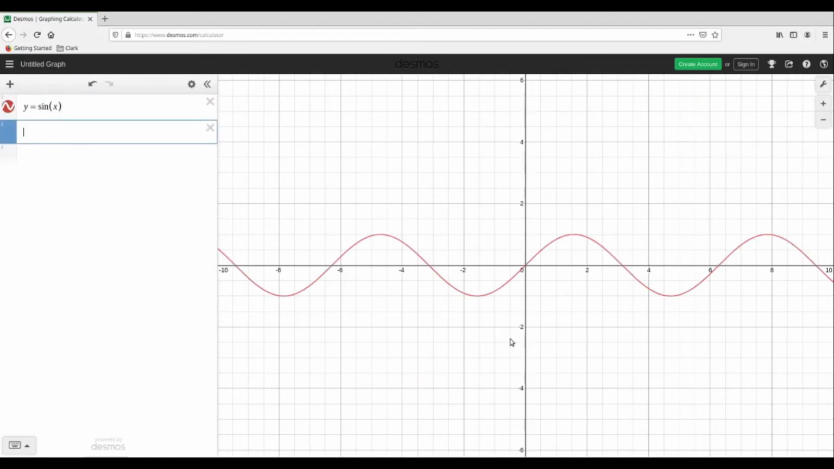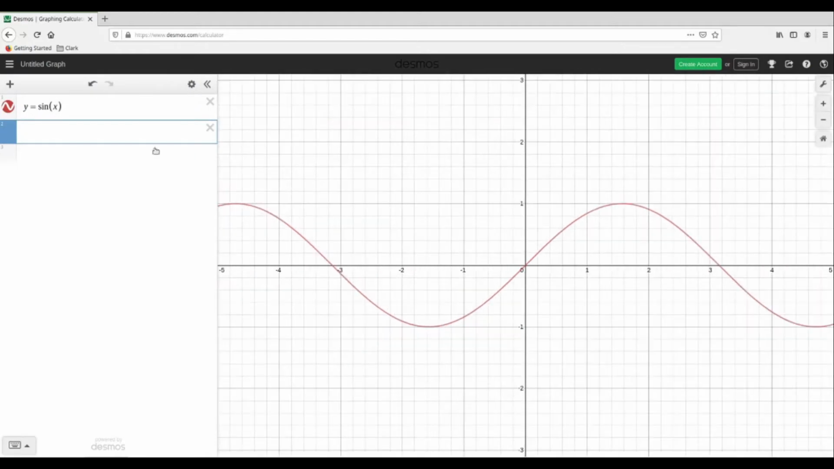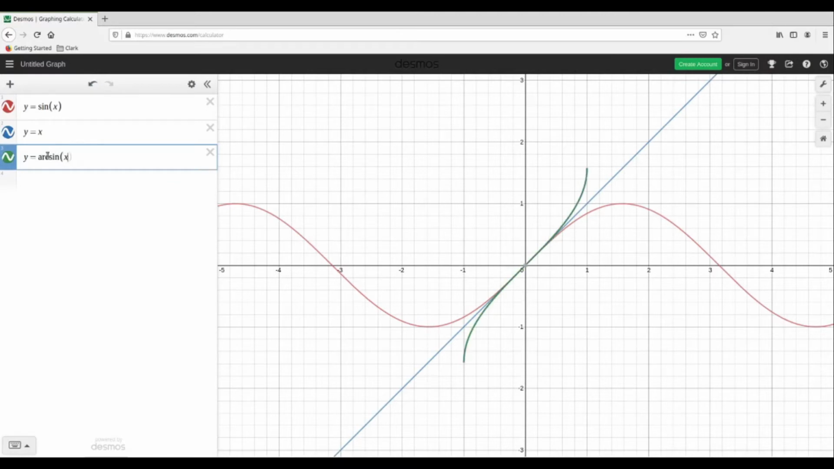And so this is a plot of the sine function right here. We'll zoom in a little bit. Plot the line y equals x. And then in terms of notation, we call the inverse of the sine function what's sometimes known as the arcsine function. And you can see clearly that green curve right there is the reflection of the sine function over the domain from -1 to 1.